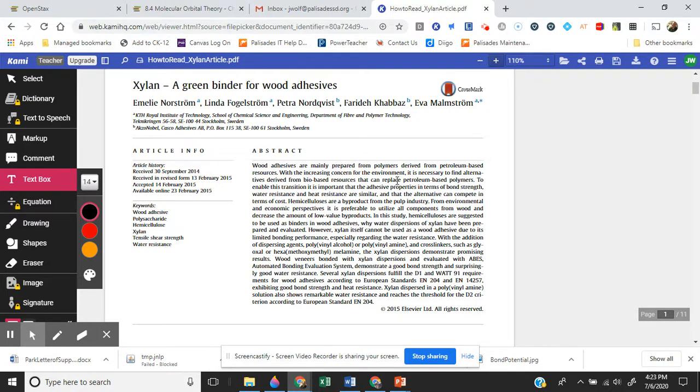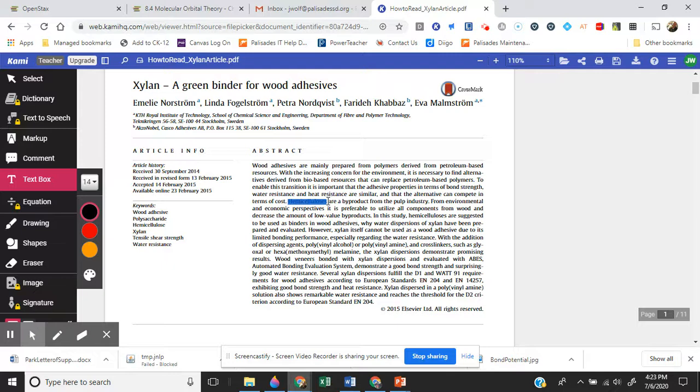Increasing concern for the environment, obviously necessary to find alternatives. Alternatives, okay, bio-based, meaning that it's based on something that was once living, right? That can replace oil-based polymers that were based on something that was not living, right? So to enable this transition, it's important that the adhesive properties in terms of bond strength, water resistance, and heat resistance are similar, and that the alternative can compete in terms of cost. Okay, good. Hemicelluloses are a byproduct of the pulp industry.